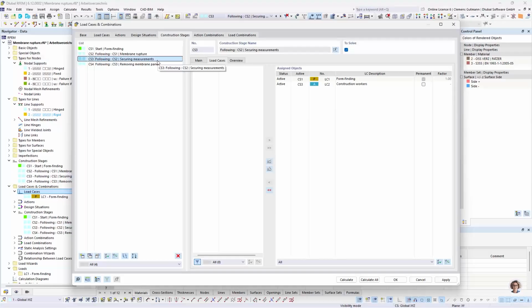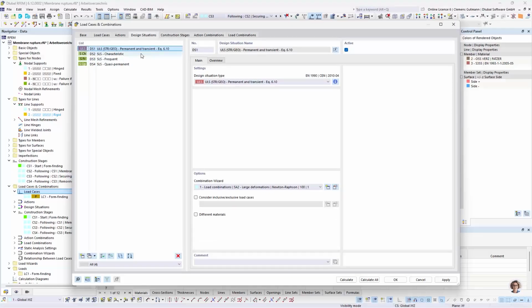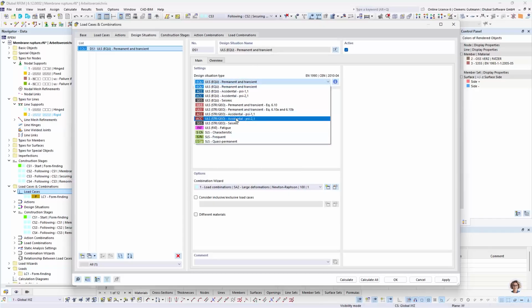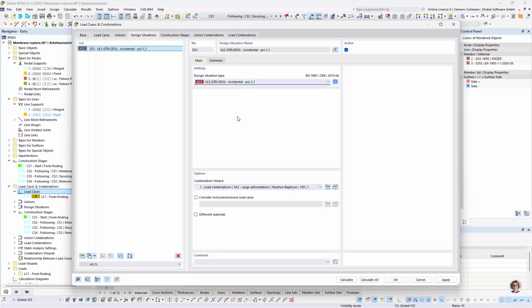So we can take a look if it is possible that people can walk on that membrane without breaking anything. Of course, they will be hooked up to something, but nonetheless, we don't want to break the membrane any further. So this is how this could be achieved. Of course, we need the according design situation for this. So in this case, we'll have a new design situation of type accidental. Well, the second one actually.